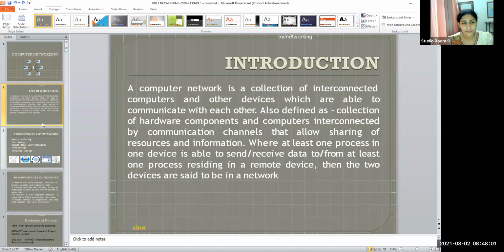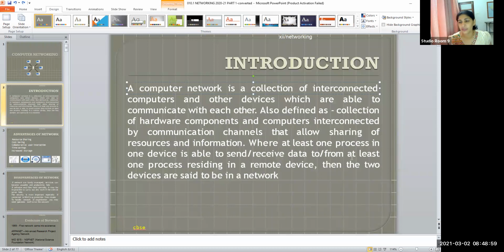This particular definition you need to study, and from this unit only application-based questions will be asked. Direct questions will be very less. This definition is very important: a collection of interconnected computers and other devices. Other devices means not only computers, it can be a printer, scanner, modem, router, any devices, which are able to communicate with each other. If they are not able to communicate with each other, we won't call it a computer network.